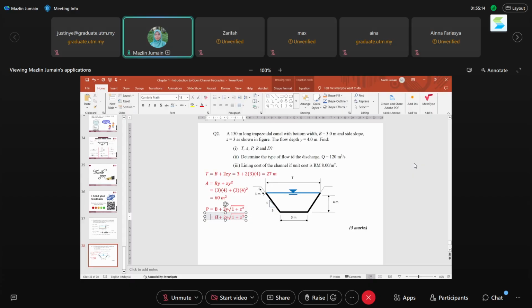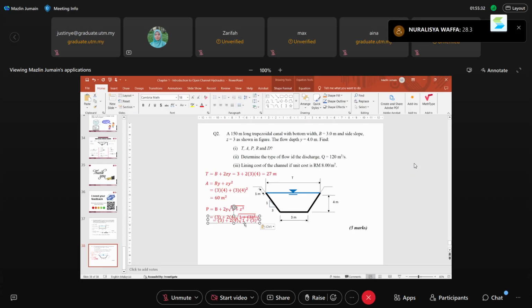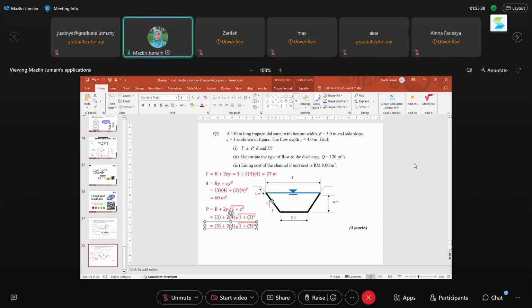So the value of B, just replace with 3, and then y equal to 4, and then z here equal to 3. Okay, so terima kasih Nuralish. Okay, the answer is 28.3 meter.